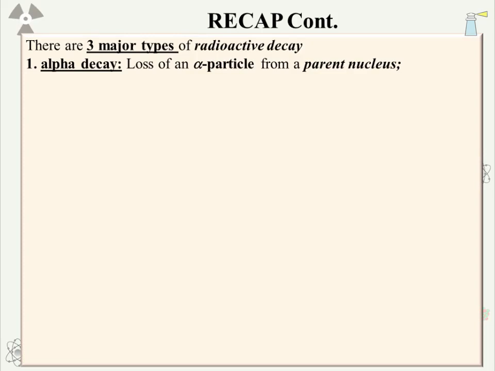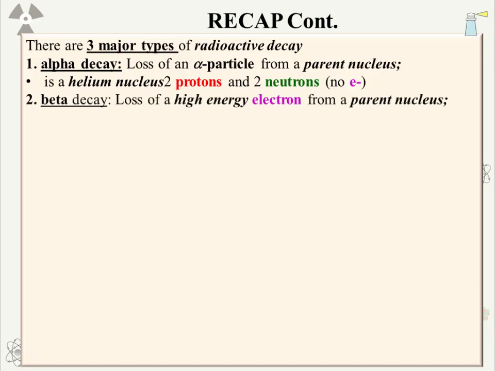Alpha decay is a loss of an alpha particle from a parent nucleus. It is a helium nucleus, 2 protons, 2 neutrons, but no electrons. Beta decay is a loss of a high energy electron from a parent nucleus. A beta particle is an electron. Essentially, it has no mass and a charge of -1.